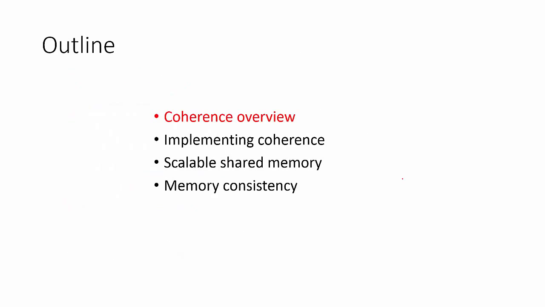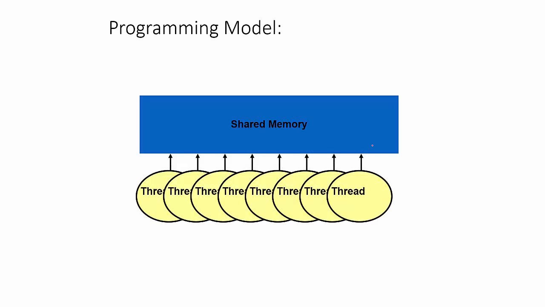So we're going to begin talking about coherence, because that's sort of a simpler concept in this context. We're going to give an overview of what coherence is and then how coherence is implemented, then go on to how we can implement scalable shared memory, and finally we'll end up with something about memory consistency.